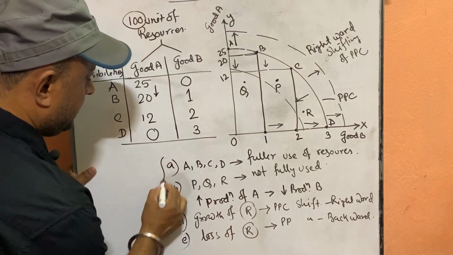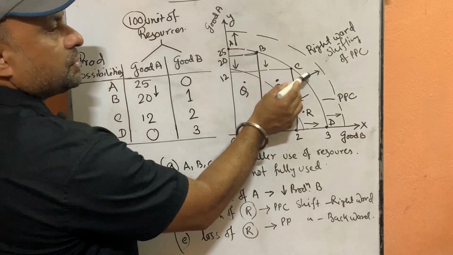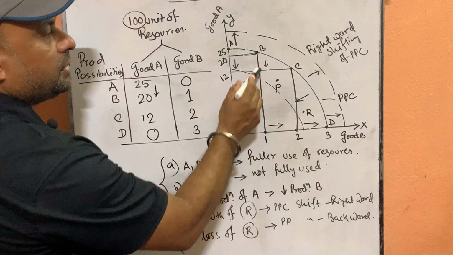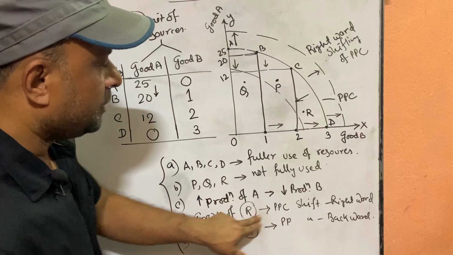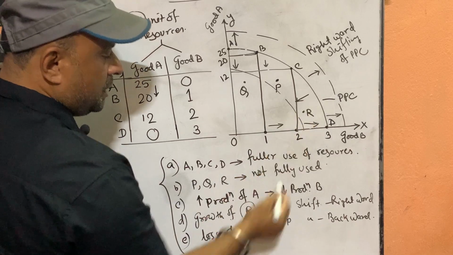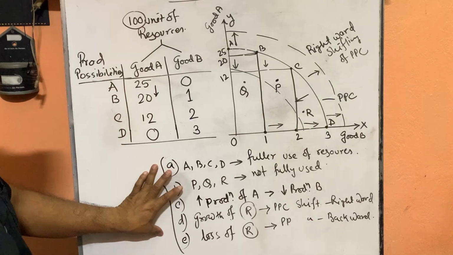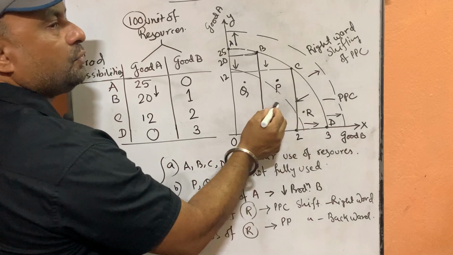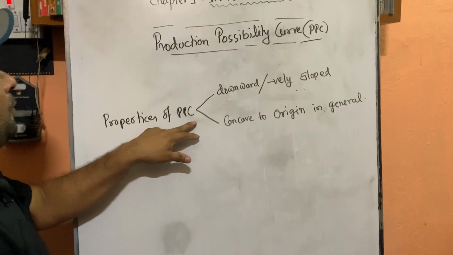So these are the findings of the PPC of a country. Points on the PPC mean fuller use. Points inside the PPC mean underutilization of resources. Production of both goods cannot be simultaneously increased in case of limited resources. Production of both goods can be increased when there is growth of resources. Production of both goods will be reduced when there is loss of resources. So PPC indicates the various possible combinations of two goods that can be produced in the country by using our limited resources. Now, properties of PPC.